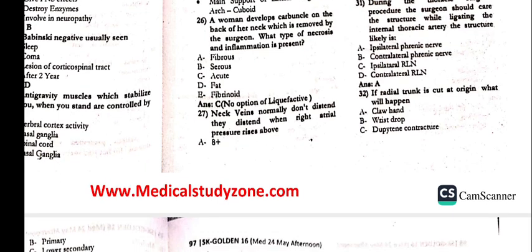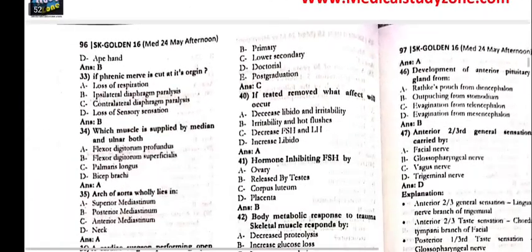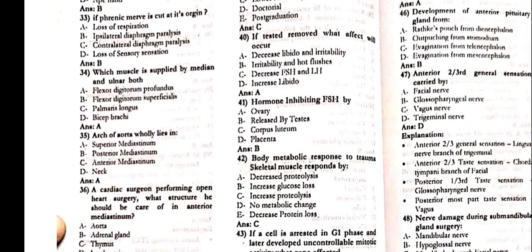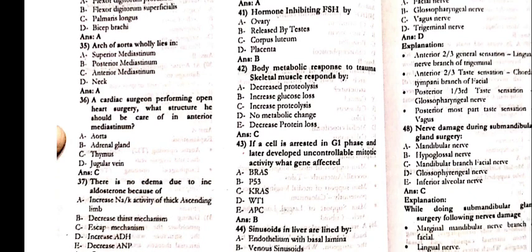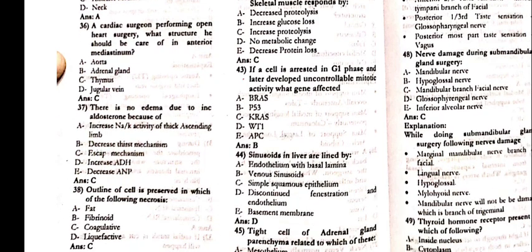32, if the radial nerve is cut at the origin, what will happen? It will lead to wrist drop. 33, if the phrenic nerve is cut at its origin, it will lead to ipsilateral diaphragm paralysis. 34, which muscle is supplied by both the median and the ulnar? The flexor digitorum profundus. Arch of aorta wholly lies in the superior mediastinum. 36, the cardiac surgeon performing open heart surgery, what structure should he take care of in the anterior mediastinum? That is the thymus.